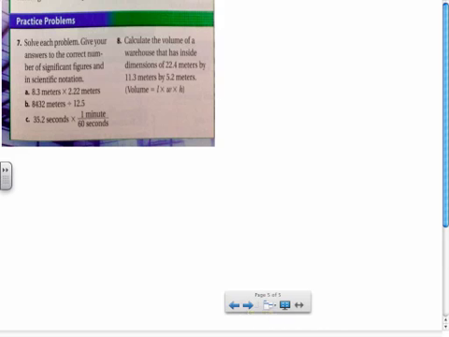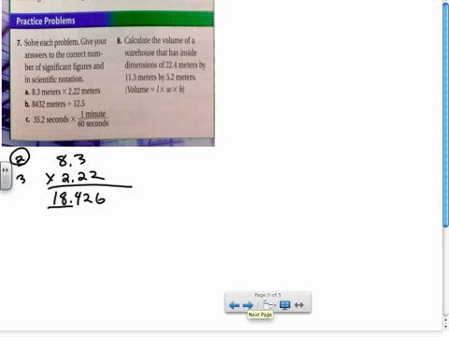All right, problem 7. 8.3 times 2.22. 2 significant digits, 3 significant digits. My answer can only have 2. So multiply it out like you would. So 8.3 times 2.22 on my calculator gives me 18.426, but I can only have 2. So I've got to round off there. So that would be 18. That's the right answer.